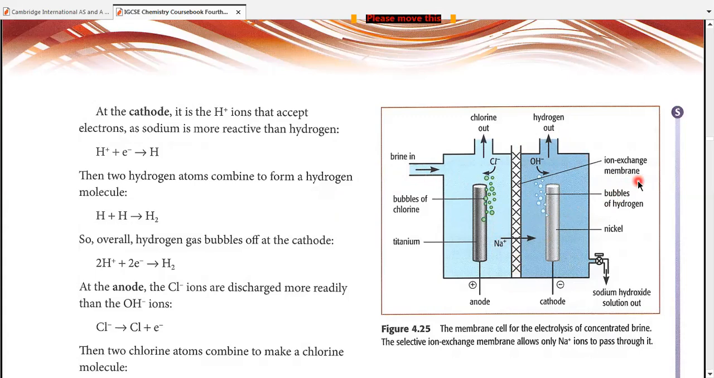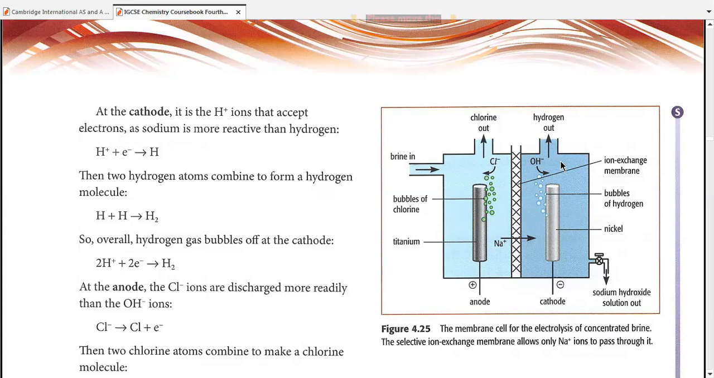There are many types of this membrane. We'll discuss that later in chapter number 9, not now. And we get sodium hydroxide solution out of it, which is made from sodium ions passing through this and hydroxyl ions, which are left over here. All right. So there were 4 ions.